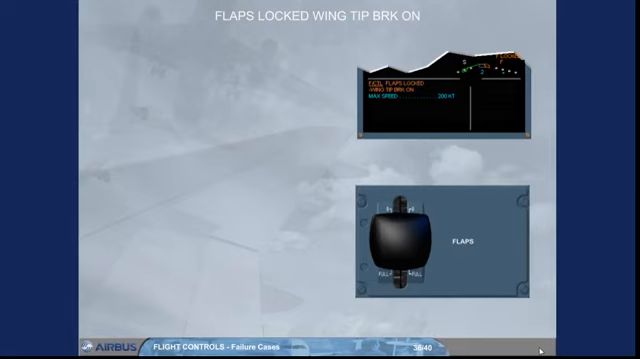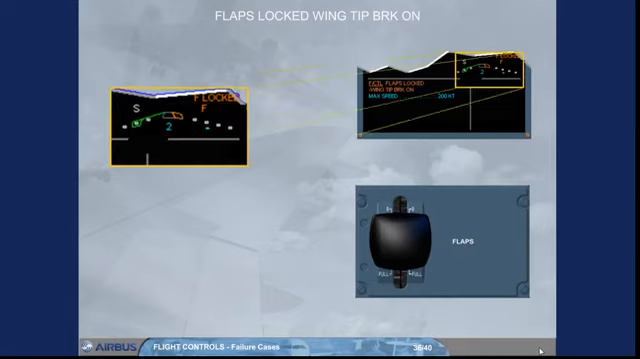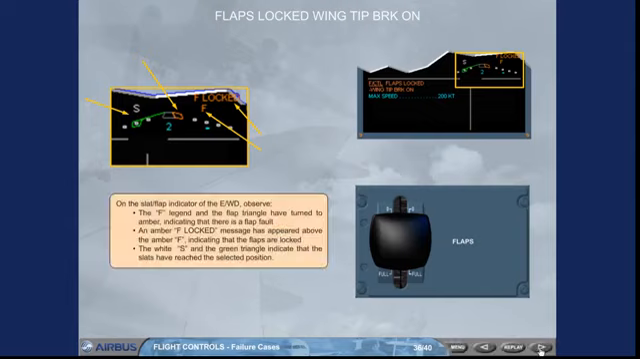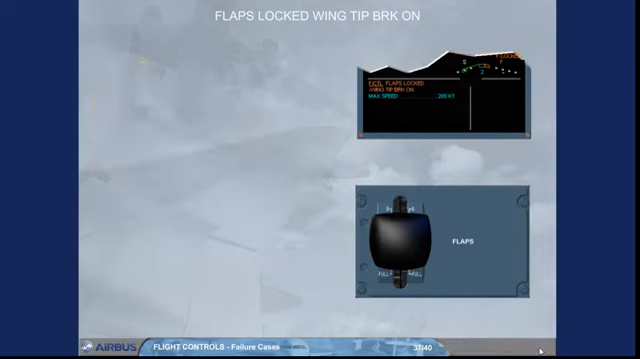On the slat flap indicator of the engine warning display, observe the F legend and the flap triangle have turned to amber, indicating that there is a flap fault. An amber message, F locked, has appeared above the amber F, indicating that the flaps are locked. The white S and the green triangle indicate that the slats have reached the selected position. Observe also the amber line, wing tip brake on.